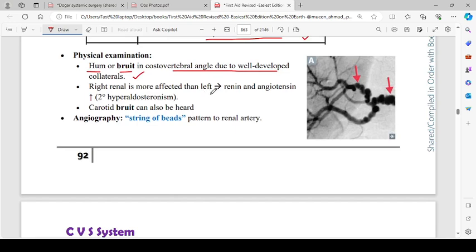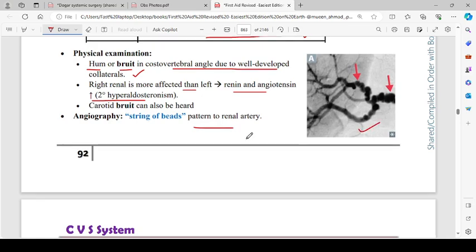Right renal is more affected than the left one. Renin and angiotensin increased in secondary hyperaldosteronism. Carotid bruit can also be heard. Angiography, as you can see in this picture, will show a string of beads appearance pattern on the renal artery, which will be seen like this.